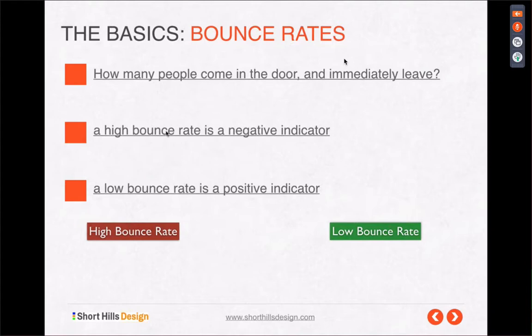And think about your homepage now. If 90% of the people that come to your homepage see it and leave, that's a negative indicator. If only 10% of the people who see your homepage leave and 90% continue on to do something else on the site, that's fantastic. But again, remember, not everybody comes to the website through the homepage.